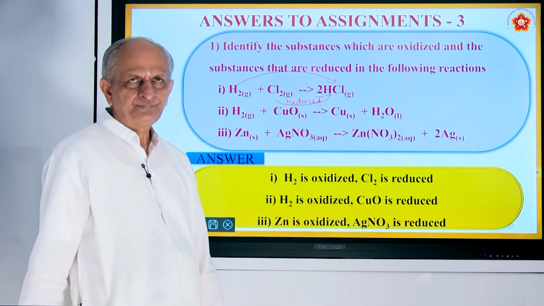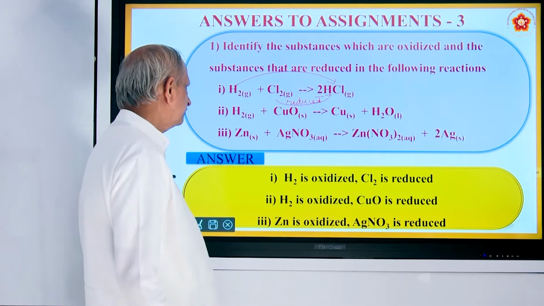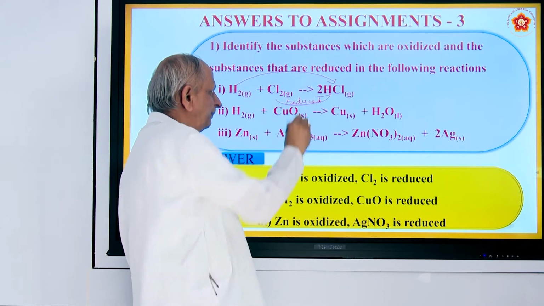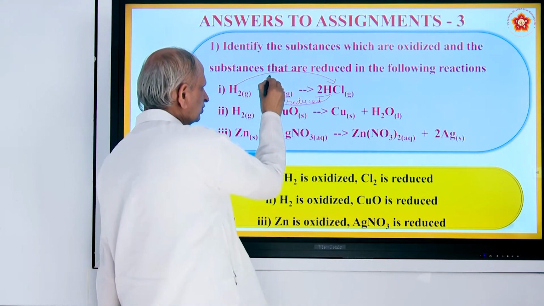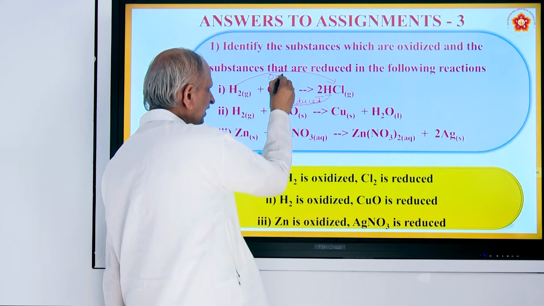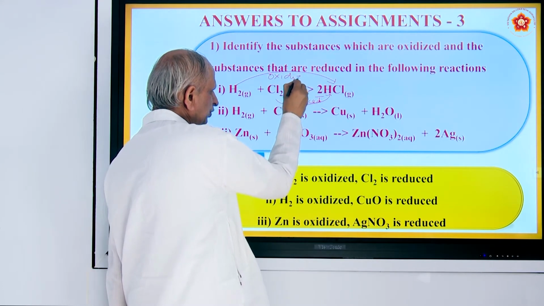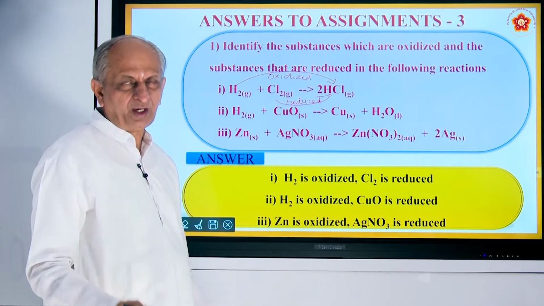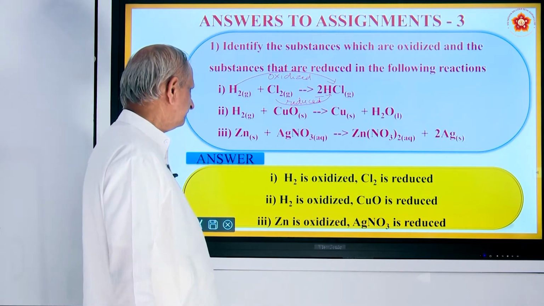Is it not? So when you say addition of hydrogen, in its place, the other one will be oxidized. So, hydrogen is oxidized. Even though there is no oxygen here, we call it an oxidation reaction.